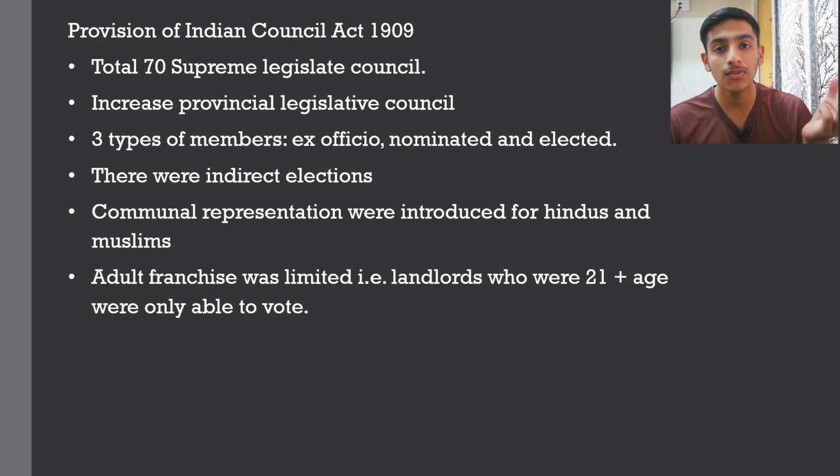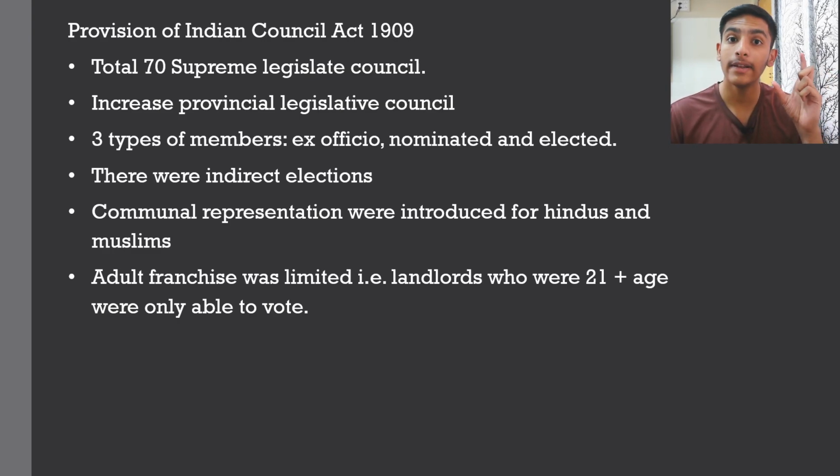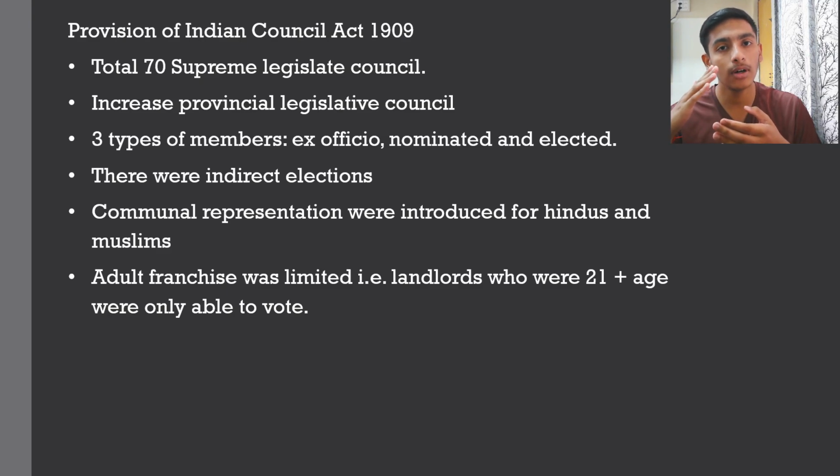So adult franchise, which I was talking about, is that only landlords who were more than 21 years of age were allowed to vote. No one other than that was allowed to vote. And there was small communal representation, because entirely cutting off Indians from the legislature and executive would not do, so they gave a hope that communal representation was there. Then again, this communal representation came with its defect as well. Only Hindus and Muslims were given communal representation in the legislature.